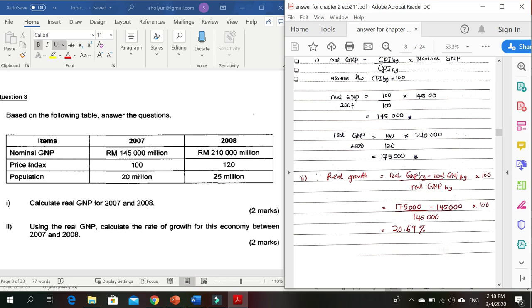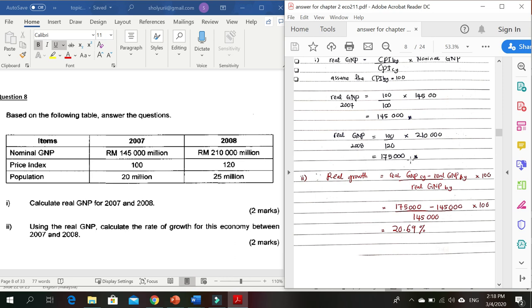Real GNP, like I told you, current year tolak real GNP base year over real GNP base year times 100. Okay. So kita kena decide which one. Yang current year, which one is the base year? Saya beritahu dah, ada 2 tahun kan? 2007, 2008. Yang tahun paling baru sekali akan jadi current year. So, 2008.